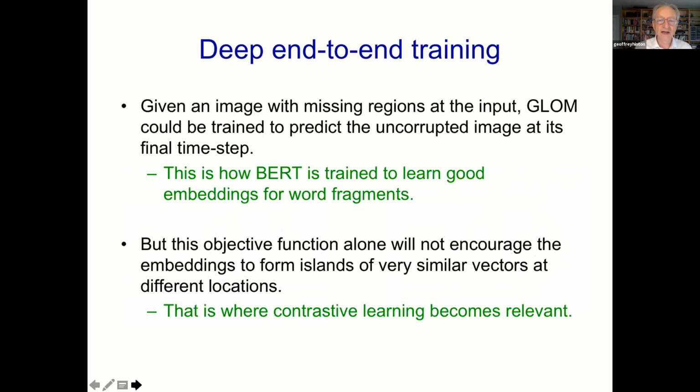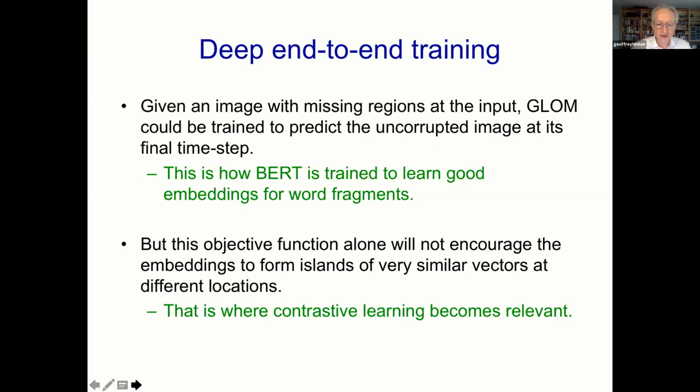In training Glom, an obvious way to do it, unsupervised, is the same way as you train BERT for language models. You take an image, you remove part of the image, and then you ask it, after it's settled down, to fill in that part of the image. And then you backpropagate the error in filling in that part of the image through the whole architecture.